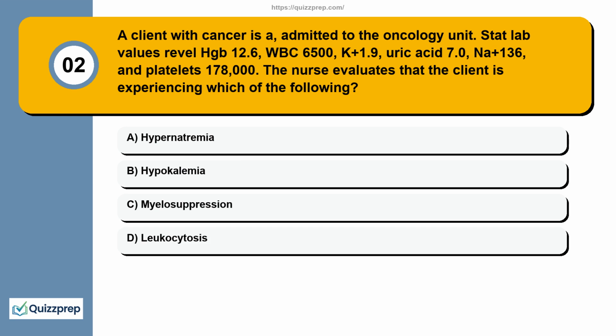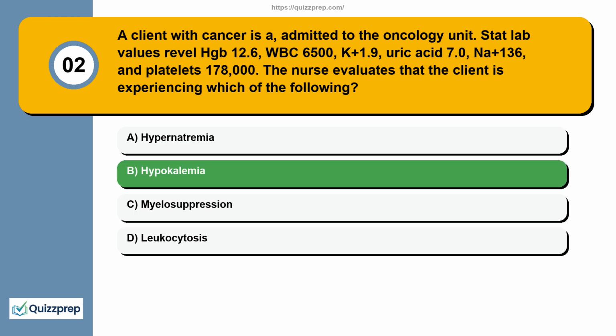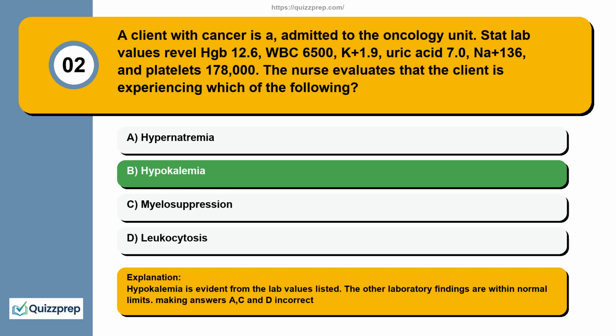Question 2. A client with cancer is admitted to the oncology unit. Stat lab values reveal hemoglobin 12.6, WBC 6500, K plus 1.9, uric acid 7.0, Na plus 136, and platelets 178,000. The nurse evaluates that the client is experiencing which of the following: hypernatremia, hypokalemia, myelosuppression, leukocytosis. Hypokalemia is evident from the lab values listed. The other laboratory findings are within normal limits, making answers A, C, and D incorrect.